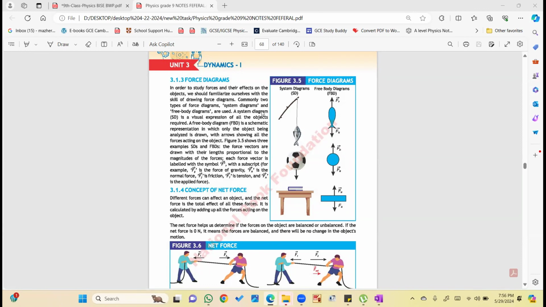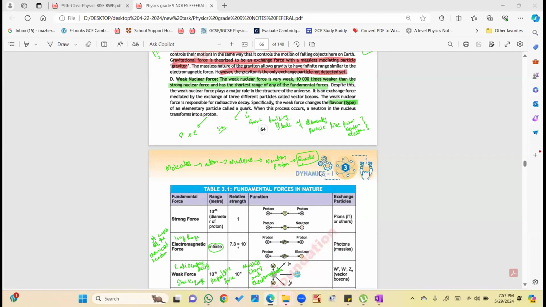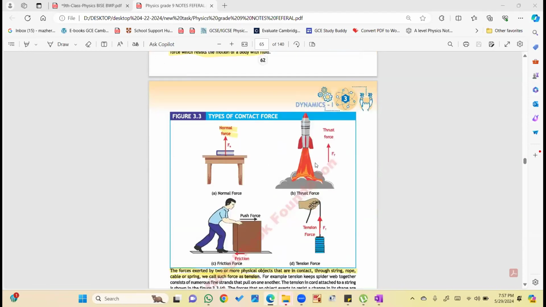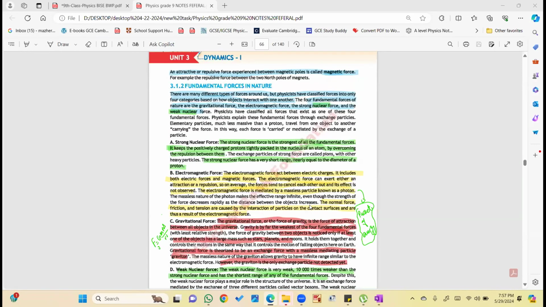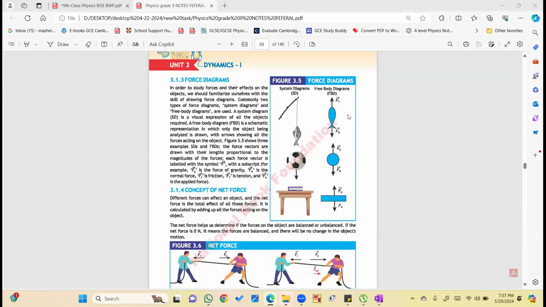So there are 2 ways through which we could show force diagrams, as I have shown you in the previous lesson, in which direction the weight is acting. These are the system diagrams, and if we put boxes or take help from different shapes and draw the diagrams, they are known as free body diagrams. So there are 2 ways in which force diagrams are shown: one is the system diagram and the other is the free body diagram.